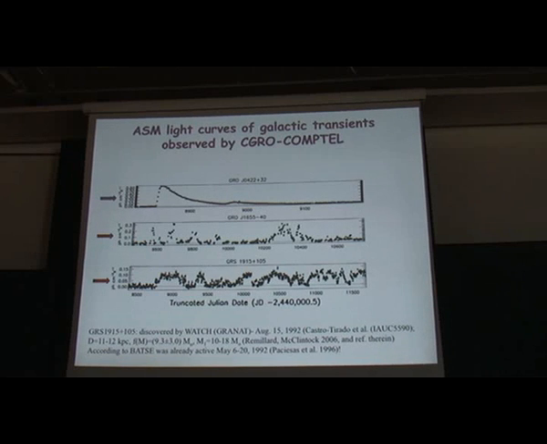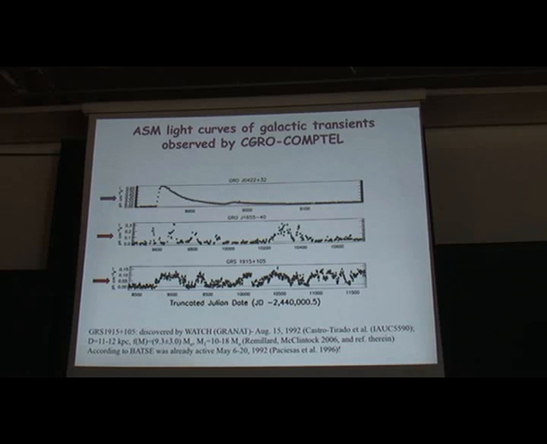But now comes a story about the superluminal guys. And I will start with GRS 1915. And here are shown light curves of 3 objects which were studied extensively by the COMPTEL team. GRS 1915 was discovered by WATCH on August 15, 1992, and Castro-Tirado and his co-authors immediately published an IAU circular.